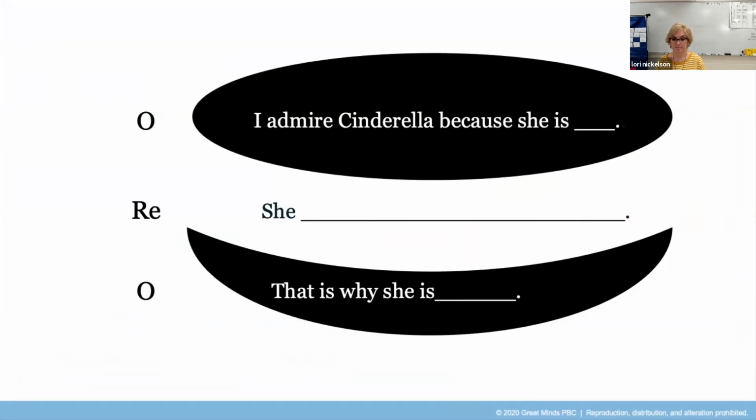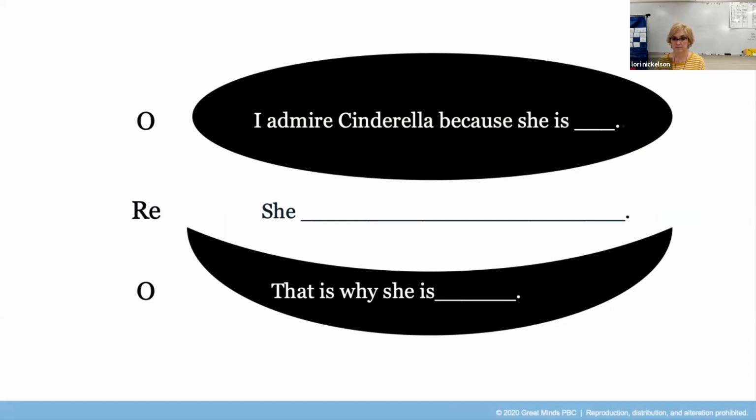Okay. Now you are going to use your evidence organizer to orally rehearse what you will write. I've given you some sentence frames to help you. I want you to point to each part of the cookie sandwich on the screen as I read the sentence frame. Listen carefully. I admire Cinderella because she is. She. That is why she is.